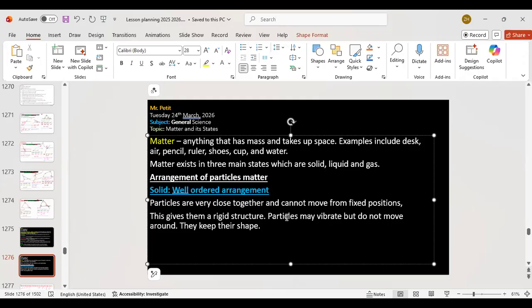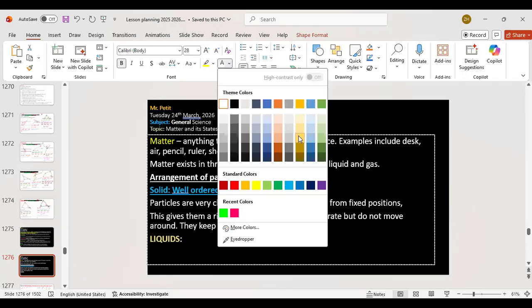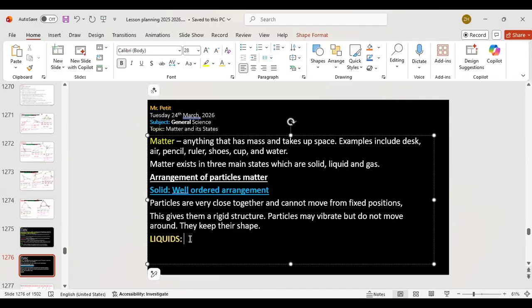All right. So, Davinique, how would you describe particles in a solid? They may vibrate, but they're not really moving around. They're like still-ish, like really close together. Very good. So we'd say they have a rigid structure and their particles are close together. So let's talk about liquids. Liquids, they have a less ordered arrangement.